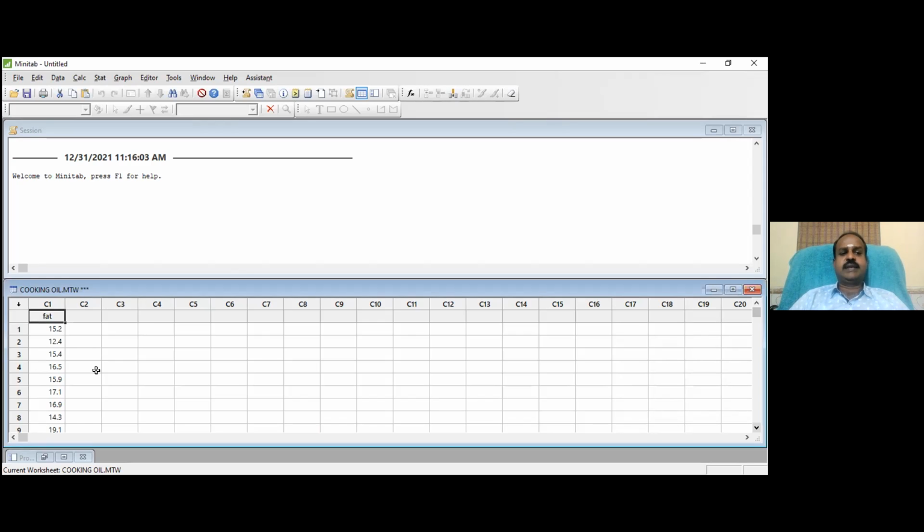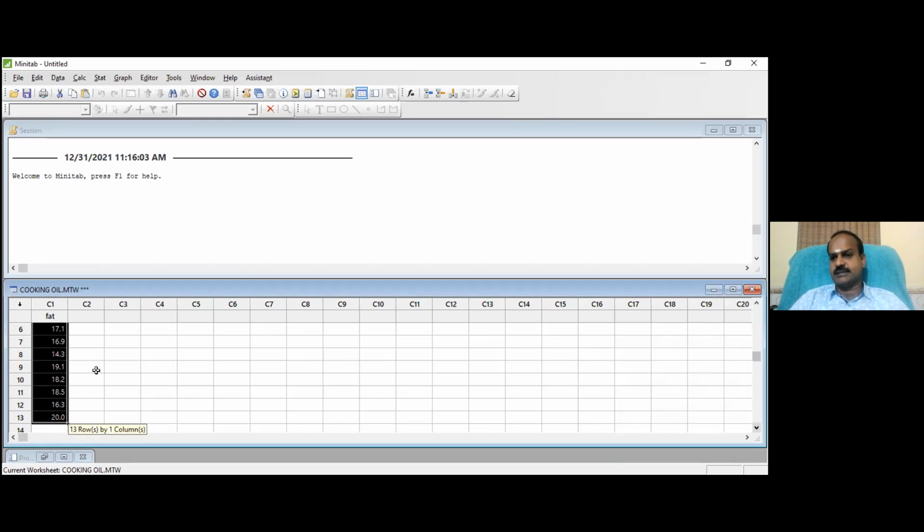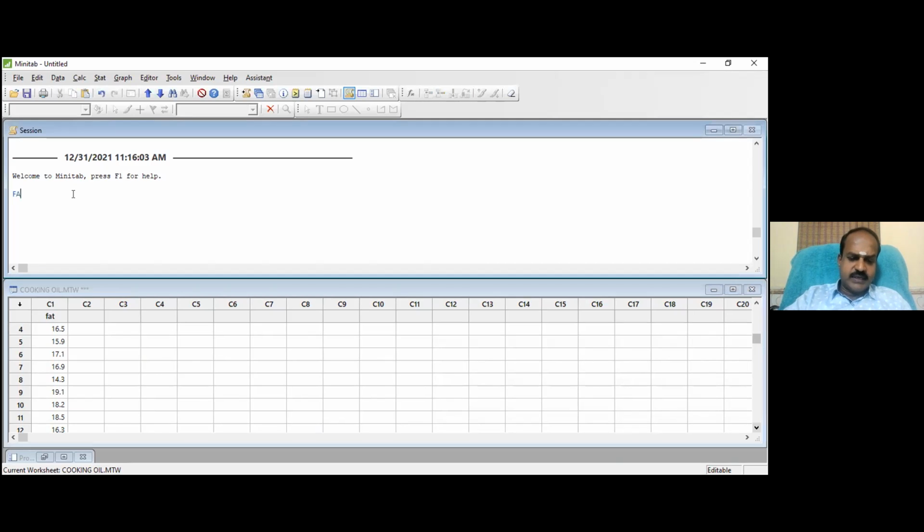I'll do it. See here, the fat content of 13 cooking oil bottles is listed. How do I get these results? Because I did a sampling. I took 13 cooking oil bottles and found the fat content is this much. So 13 readings are available. And my doubt now is whether the fat content of the cooking oil is as per the specification or not. What is the specification? 15%.